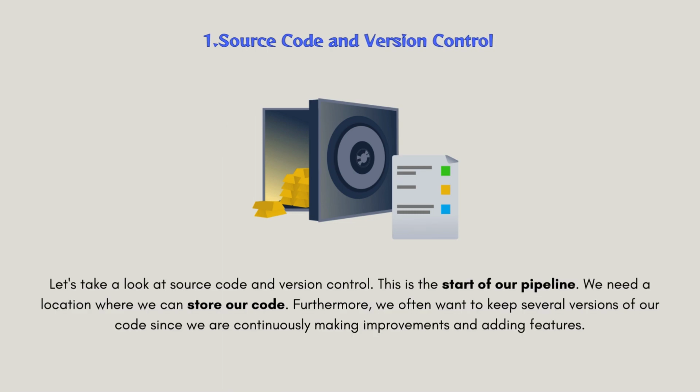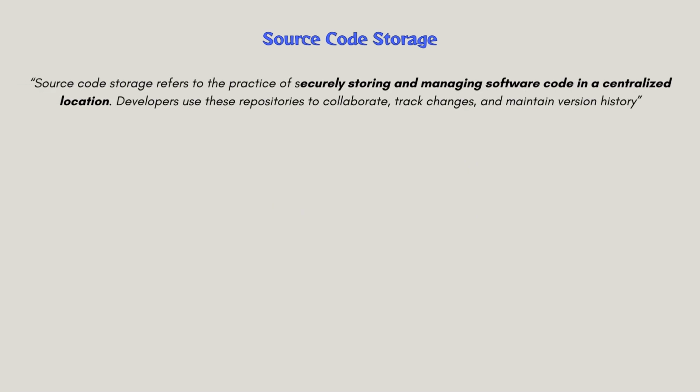Here we see the source code and version control. Let's take a look at source code and version control. This is the start of our pipeline. We need a location where we can store our code. Furthermore, we often want to keep several versions of our code since we are continuously making improvements and adding features. Source code storage. Source code storage refers to the practice of securely storing and managing software code in a centralized location. Developers use these repositories to collaborate, track changes, and maintain version history.